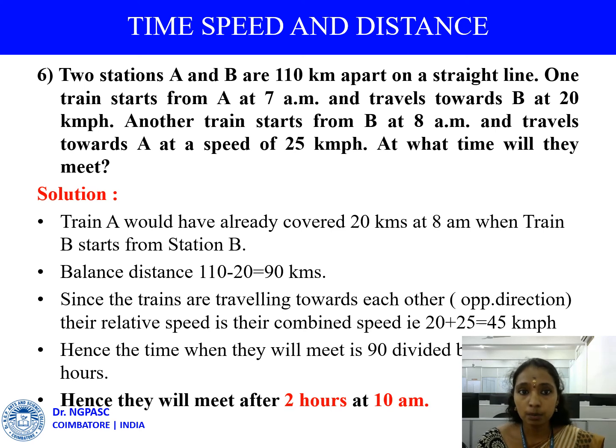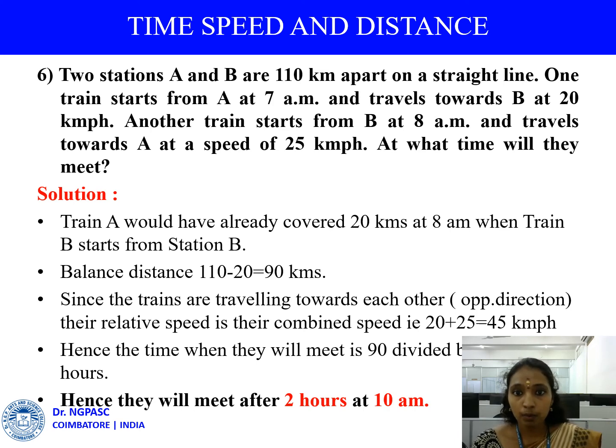Here there are two stations and two trains, and they are meeting in opposite directions, one from station A and the other from station B. One train starts its journey at 7 a.m. and the other starts its journey at 8 a.m. The train that starts at 7 a.m. covers 20 kilometers in 1 hour towards B.